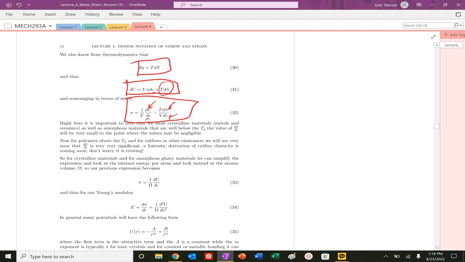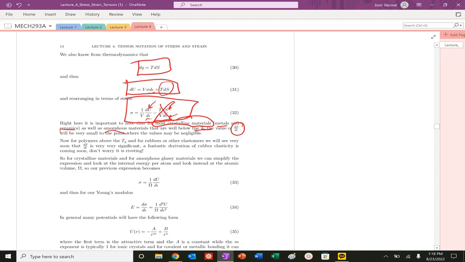So this is very, very critically important. For most crystalline materials, metals, ceramics, amorphous materials, probably some glass materials that are well below Tg, so polymers that are below Tg, this value of dS/dE, or d epsilon, is going to be very, very, very small, to the point where it is negligible. So we can basically cancel that out right here, right now.